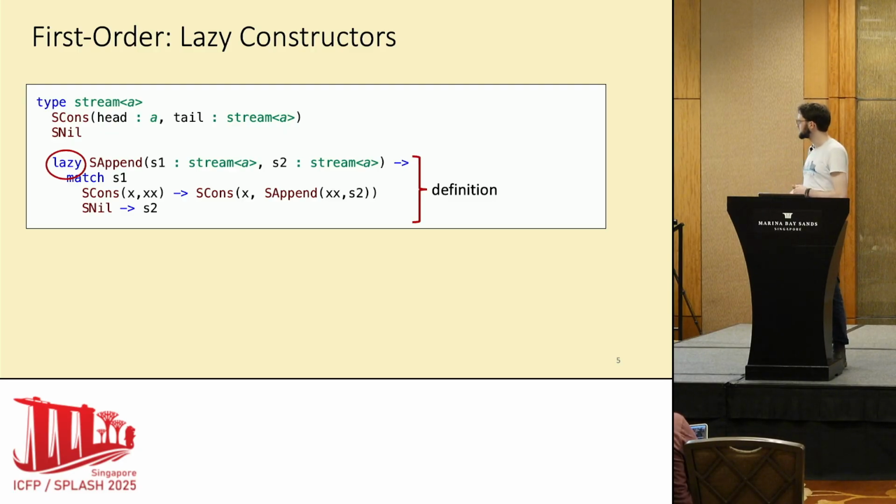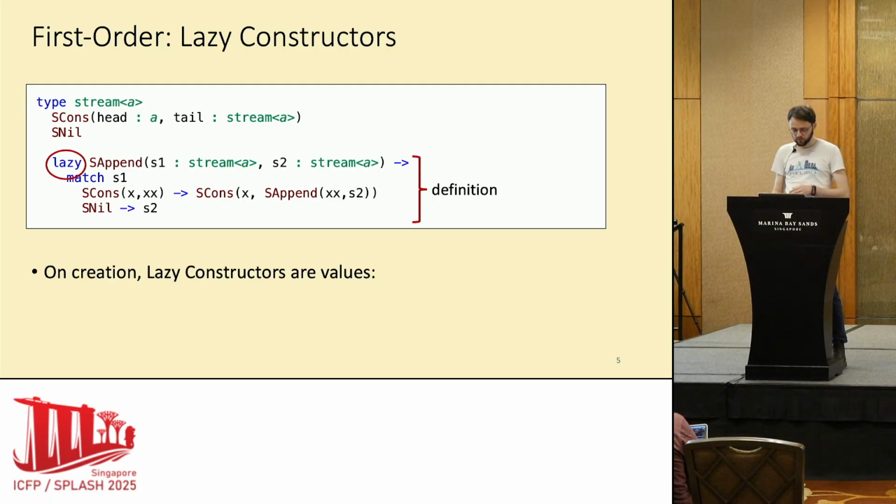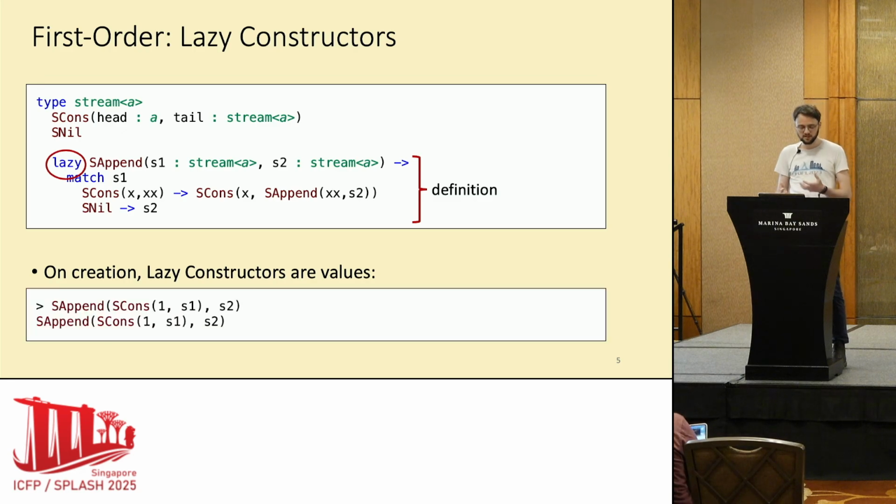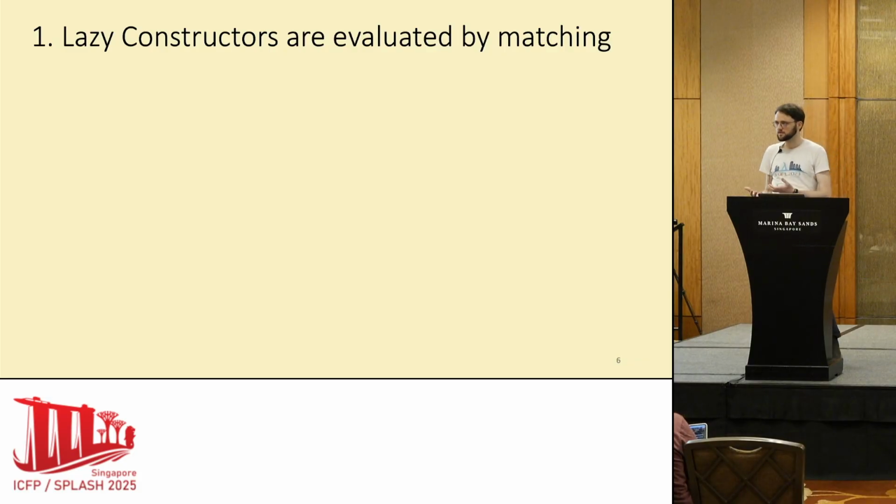So how do these lazy constructors work? If you create a lazy constructor, it works very much like a normal constructor. In particular, if you create a new lazy constructor like sappend, it is just a normal value, and nothing much happens. The important thing is what happens if you actually match on them. In the traditional interface, a lazy thunk is evaluated by force. But lazy constructors are evaluated by matching on them.